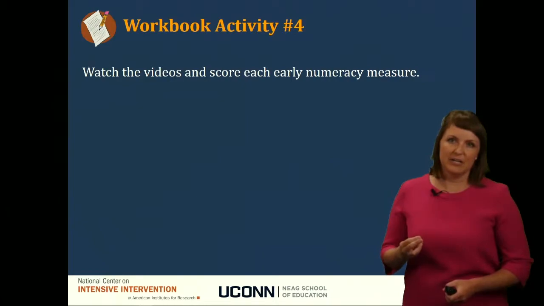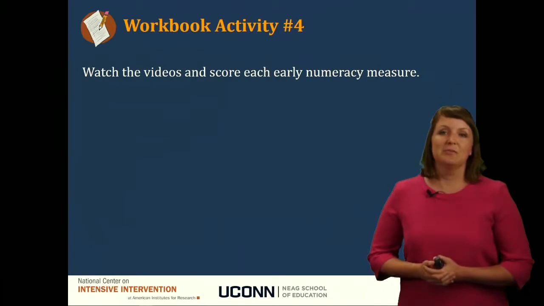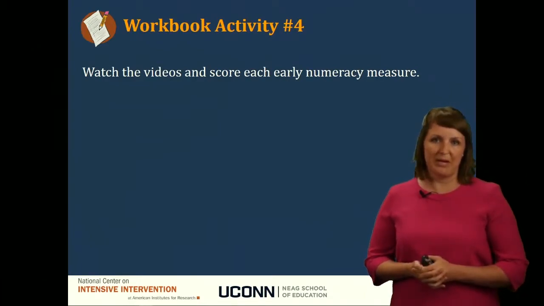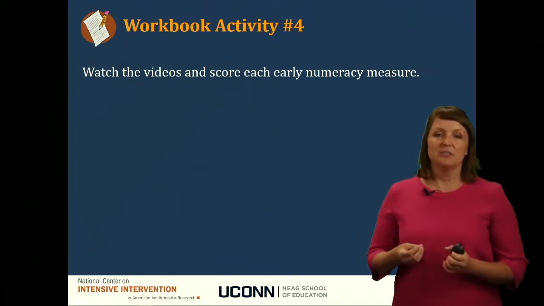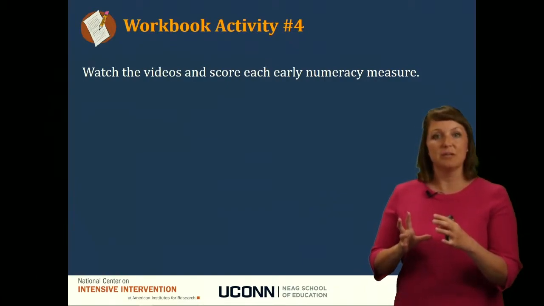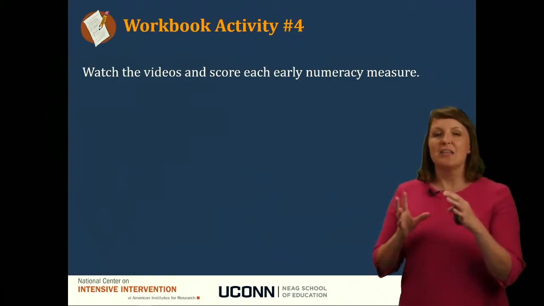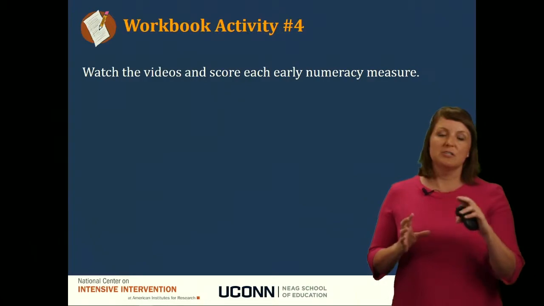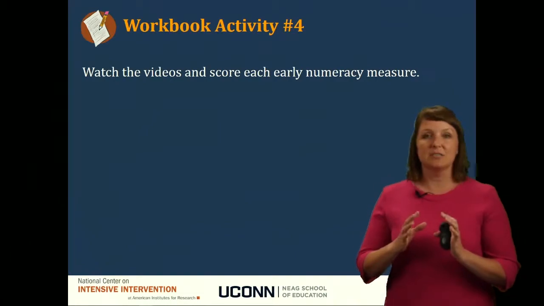So if you do anything like that, you want to make sure that you do it the same way every time. So we've just watched 3 little videos about early numeracy measures, and the examiner was doing all the scoring. So now you're going to watch a set of videos for your workbook activity number 4, and you're going to score each early numeracy measure. On these videos, we've actually videoed what the student is seeing, and you're going to hear the student read the numbers aloud or decide which number is greater or figure out the number in the missing sequence. And then you have the score sheet, and you're going to figure out what the student's score would be for number identification, for quantity discrimination, and for missing number.